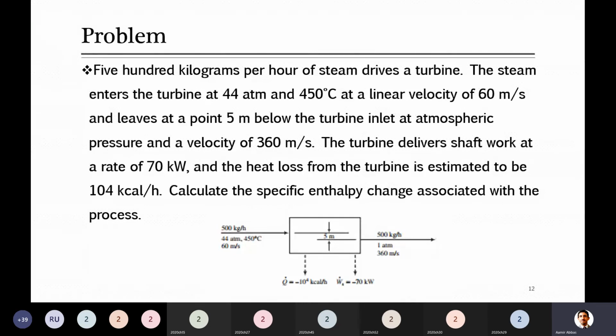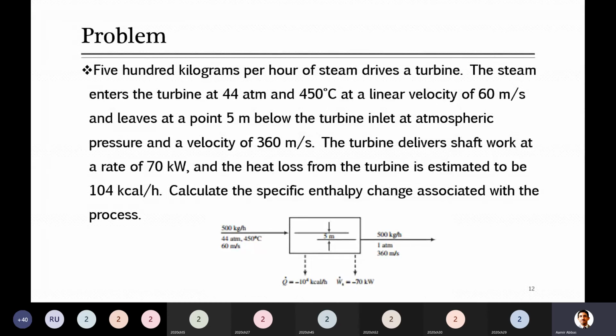Today we will solve two problems, and then I will tell you some new things related to energy balance which you can use, or some new concepts. Like here in this question, it is given to you that 500 kilogram per hour of steam drives a turbine.